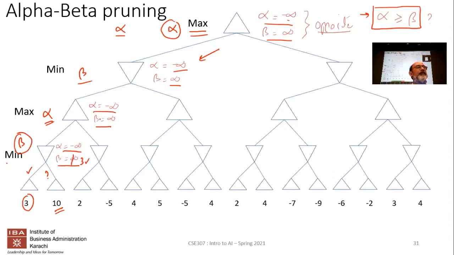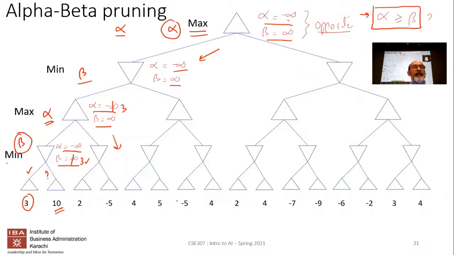How do we update the alpha value? The alpha value is going to be based on the beta values of the layer below. And since alpha is trying to become maximum, it will choose the largest value of the beta. Beta over here is 3 right now. We haven't done this evaluation over here, by the way; we've only done part of the tree. So alpha is going to become equal to the largest value of beta, which here is 3.